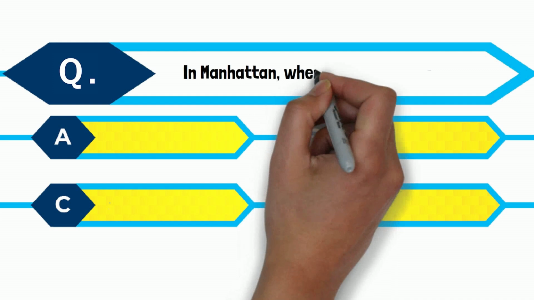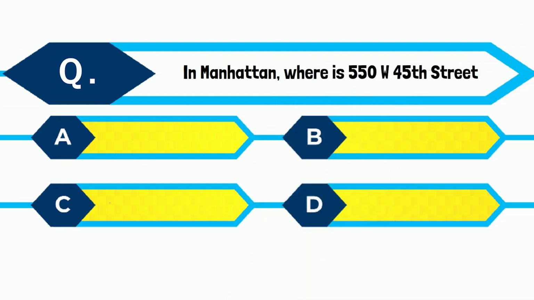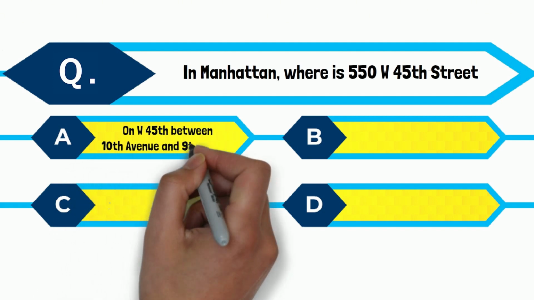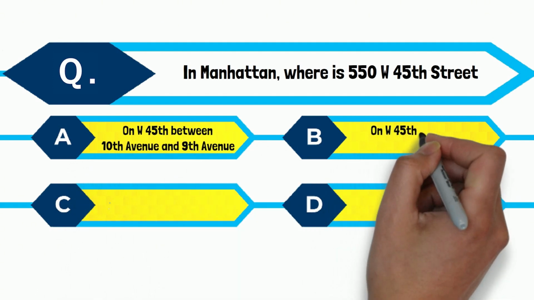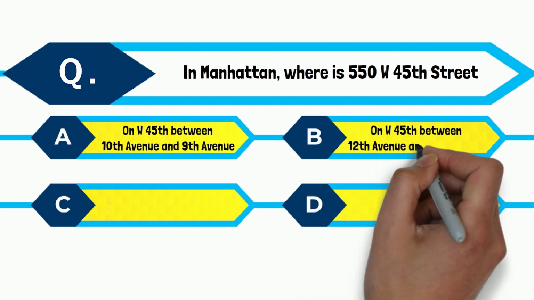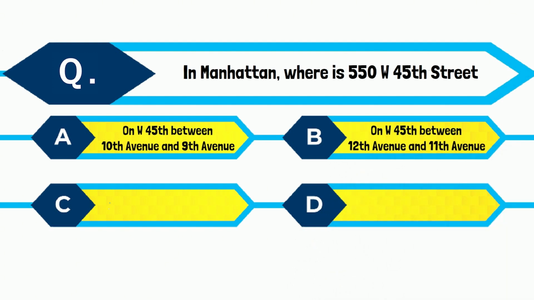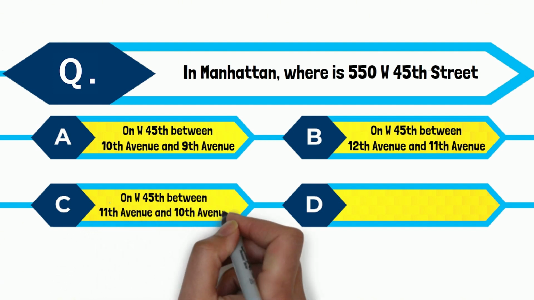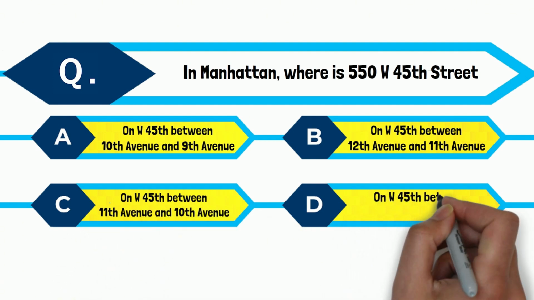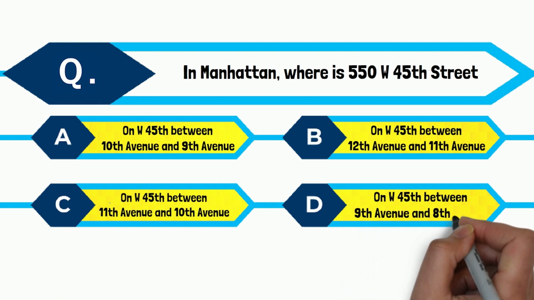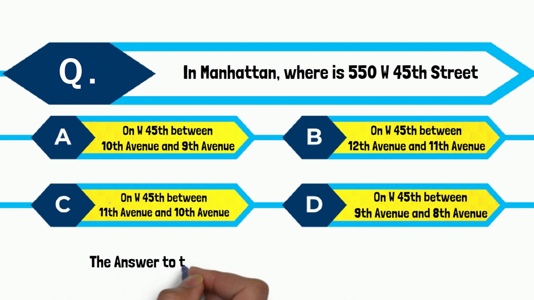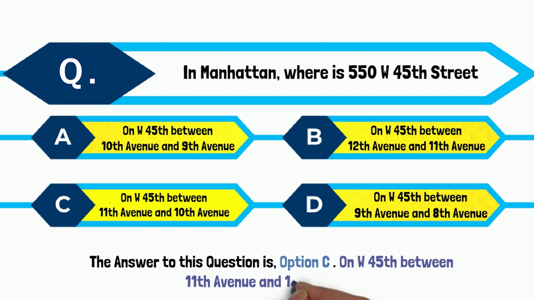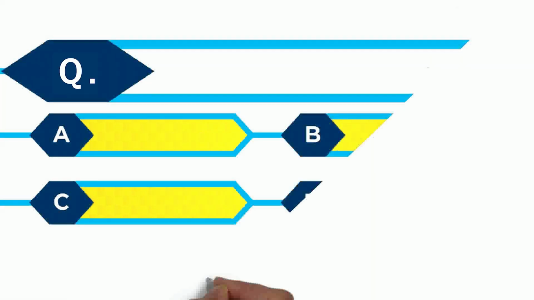In Manhattan, where is 550 West 45th Street? Option A, on W 45th between 10th Avenue and 9th Avenue. Option B, on W 45th between 12th Avenue and 11th Avenue. Option C, on W 45th between 11th Avenue and 10th Avenue. Option D, on W 45th between 9th Avenue and 8th Avenue. The answer to this question is option C, on W 45th between 11th Avenue and 10th Avenue.